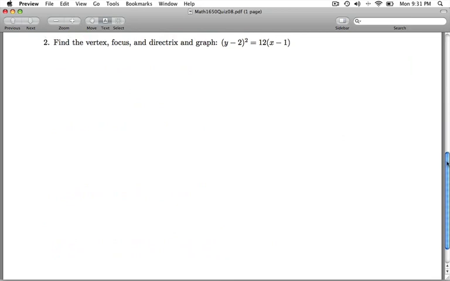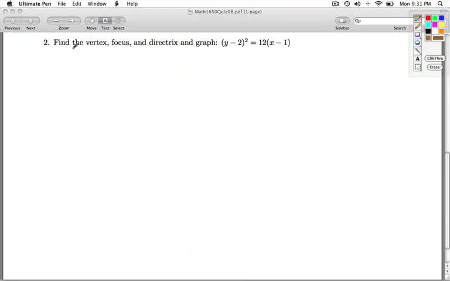Okay, number 2. We're asked to find the vertex, focus, and directrix and graph this equation. If you look at this equation, it's only the y that's being squared, and so there's a good chance it's a parabola. Another good chance it's a parabola is to look at what I'm asking you to find. Those are all parabola things.